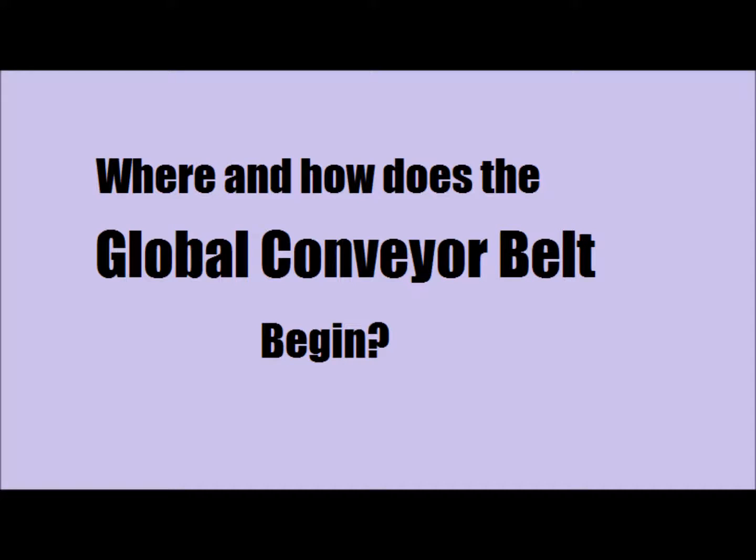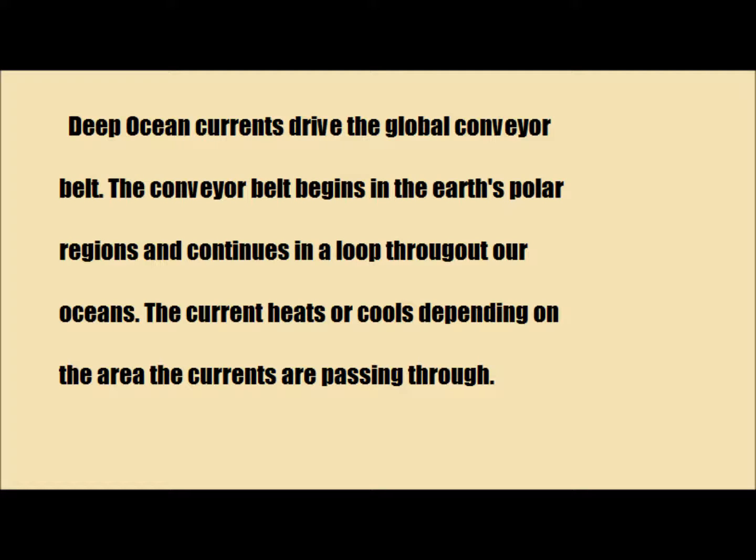Where and how does the global conveyor belt begin? Deep ocean currents drive the global conveyor belt. The conveyor belt begins in the Earth's polar regions and continues in a loop throughout our oceans and heats or cools depending on the area the currents pass through.